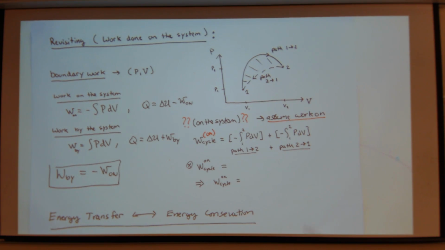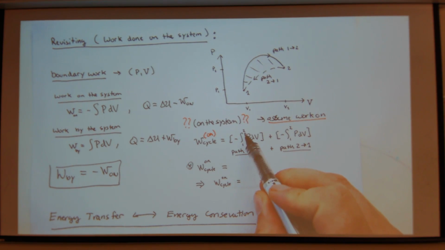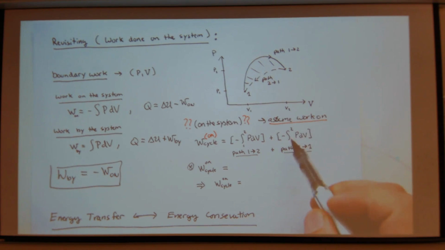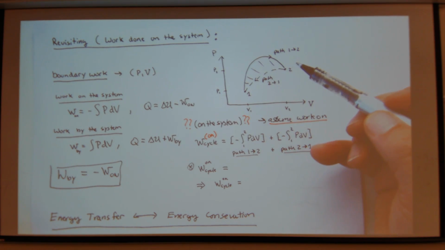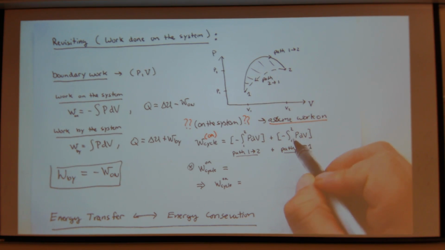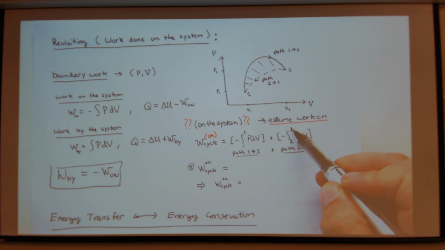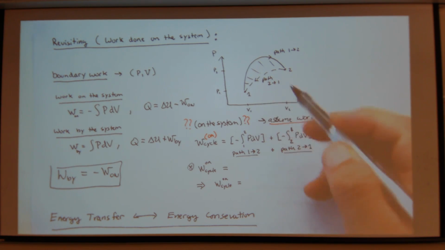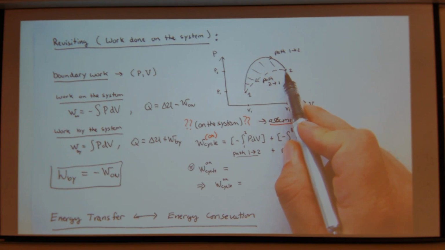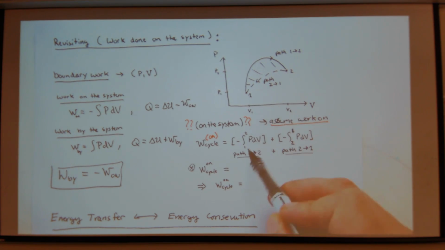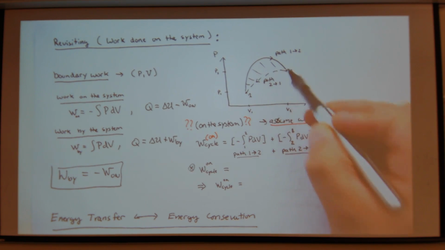So the work of the cycle, assuming it's on, equals the integral from state 1 to state 2, taking path 1 to 2, plus the integral from state 2 to state 1, in the minus form. So this represents work on for that path, and this represents work on for that path.